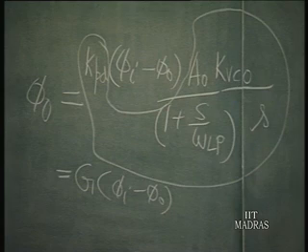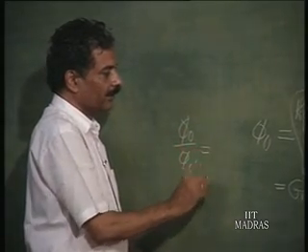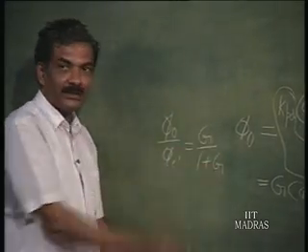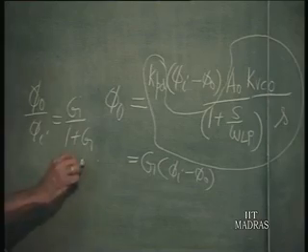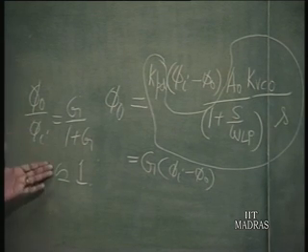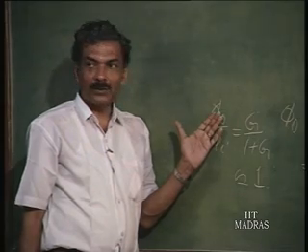So, what do we get? We get phi naught by phi I equal to G by 1 plus G. If this loop gain is very high, this is going to be very nearly equal to 1. So, that is why we call this a phase follower. Change in phase at the input is going to be followed at the output.